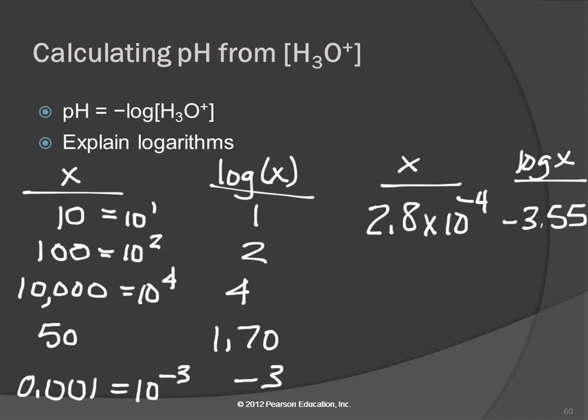And then, so try 2.8 times 10 to the 4, and then try 2.8 times 10 to the minus 9. And that'll be minus 8.55.